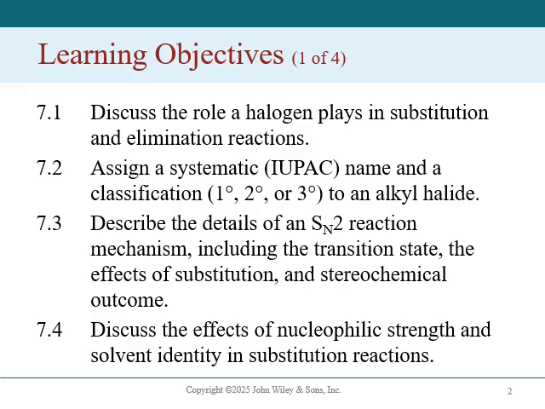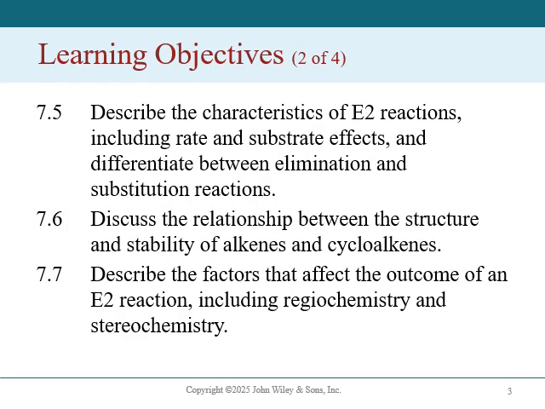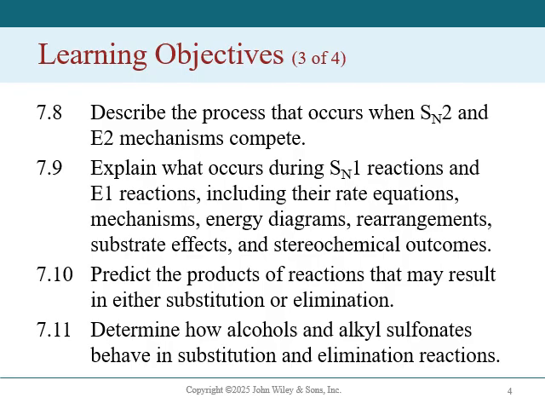discuss the effects of nucleophilic strength and solvent identity in substitution reactions, describe E2 reactions, the relationship between the structure and stability of alkenes and cycloalkanes, describe the factors that affect the outcome of an E2 reaction, including regiochemistry and stereochemistry. Describe the process that happens when SN2 and E2 mechanisms compete. Explain what happens in an SN1 reaction and an E1 reaction, including the rate equations, mechanisms, energy diagrams, rearrangements, substrate effects, and stereochemical outcomes. Predict the products of reactions.